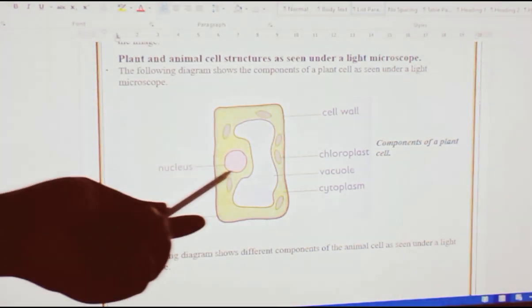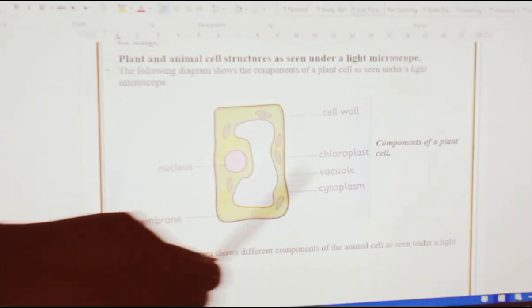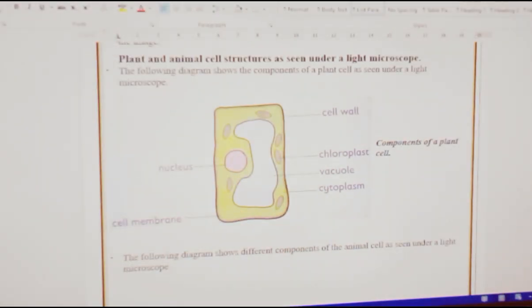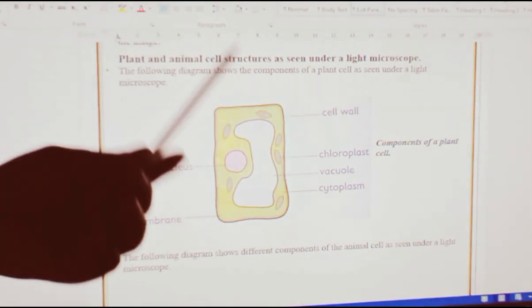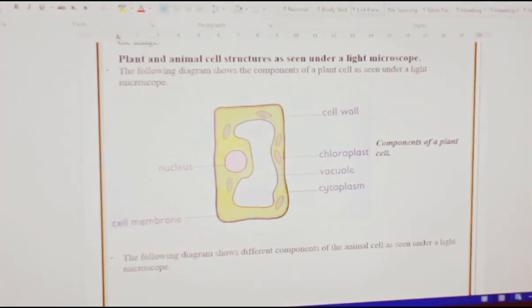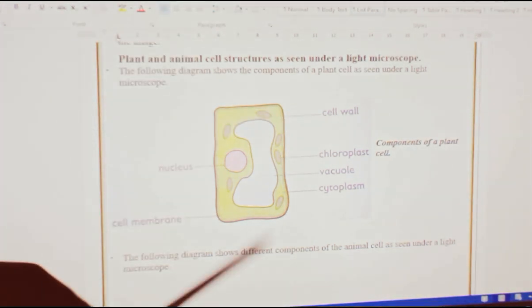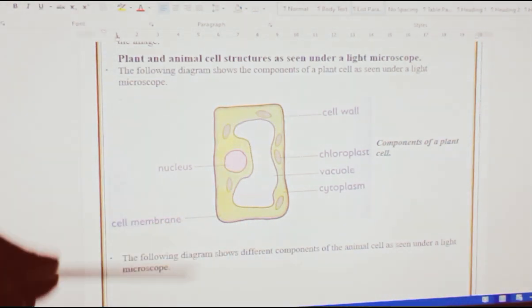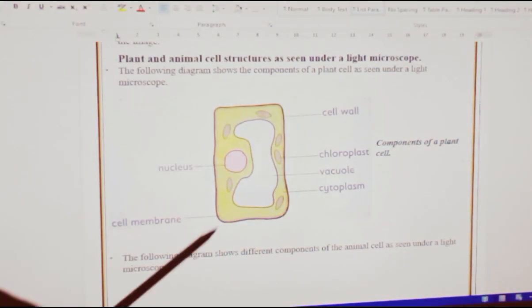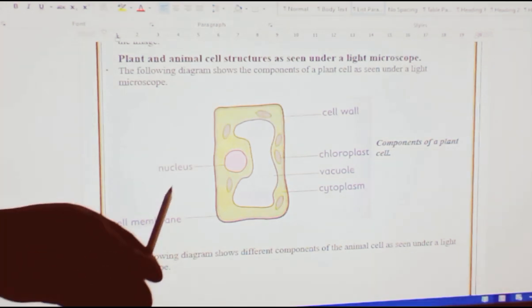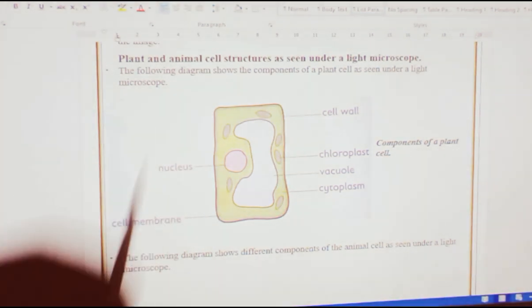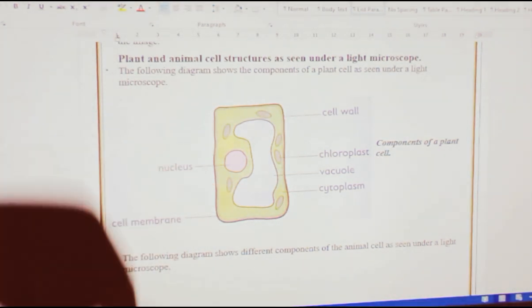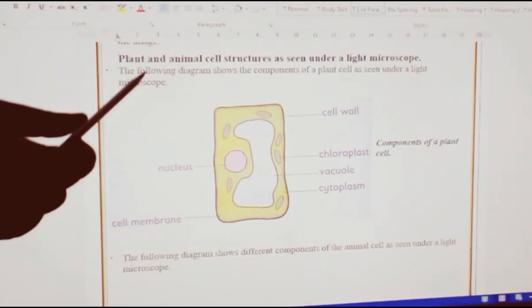Let's move on. In the cytoplasm, we have got what we call the chloroplast. You know, we have ever come across the word chlorophyll. This is where the photosynthesis takes place. We have got another one called the vacuoles. Then we have the nucleus, a very important part of a cell. We are going to be discussing their functions, their roles.